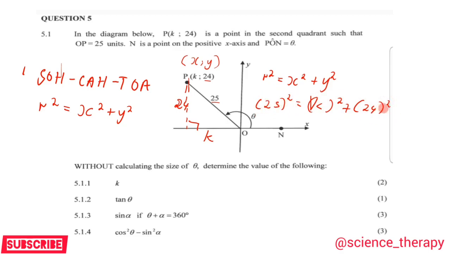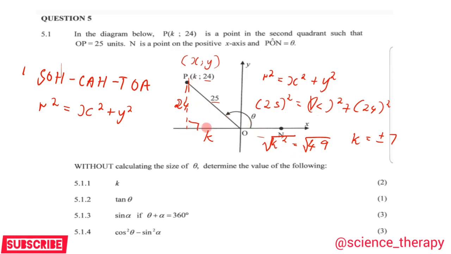Then it's just a matter of doing your maths. 25 squared minus 24 squared, if you transpose it, now you have k squared is equal to 49. Remember you are looking for k, not k squared, so you take the square root of both sides. Now you have k is equal to plus or minus 7. We know when a number comes off from a square, it becomes a plus or minus.